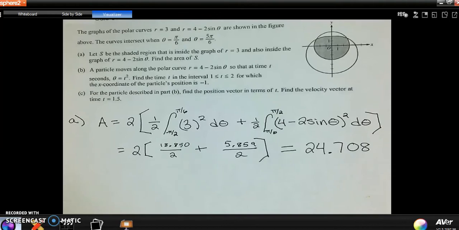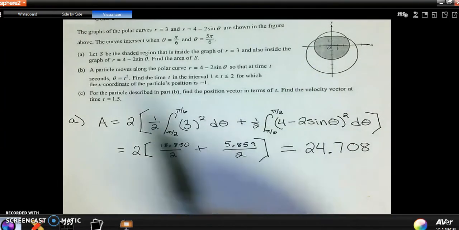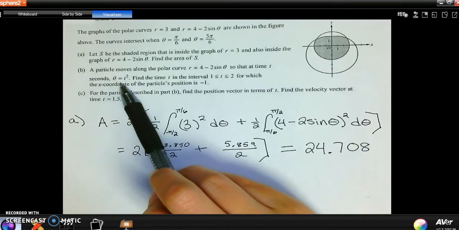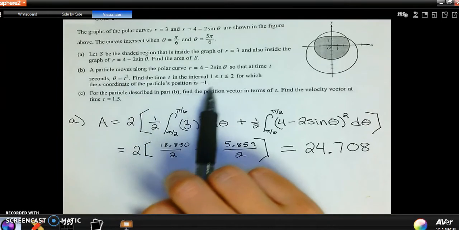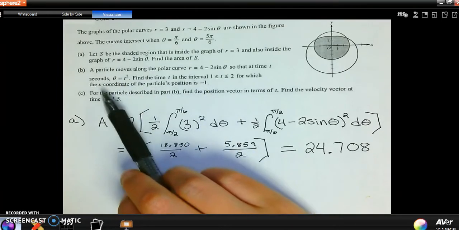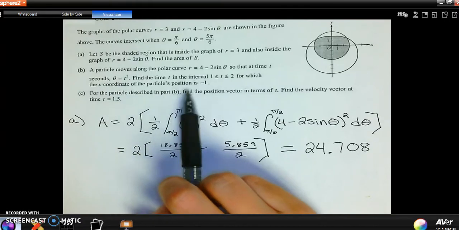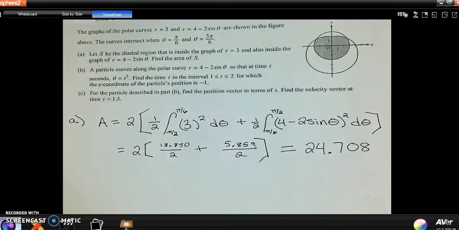All right, so then moving on to Part B. Part B says the particle moves along the polar curve, so it's kind of on that limaçon, and the time gives us theta equals t squared. Find the time over the interval from 1 to 2 when the x-coordinate of the particle's motion is -1.